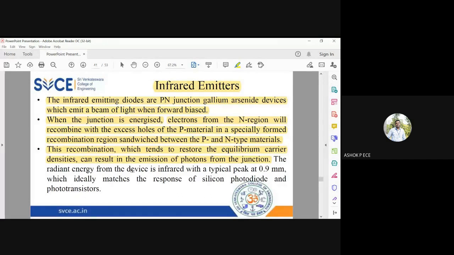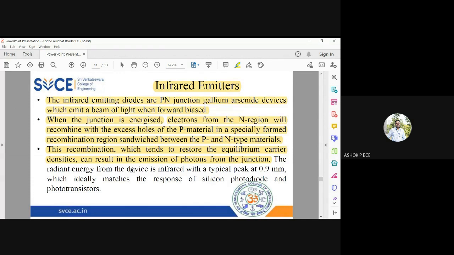So we have seen about mass action law, right? So at any point, the law of conservation of energy has to be obeyed. So if electrons and holes are recombining, some form of energy has to be coming out, right? So that will result in the emission of photons. So the recombination of electrons and holes will result in the emission of photons.